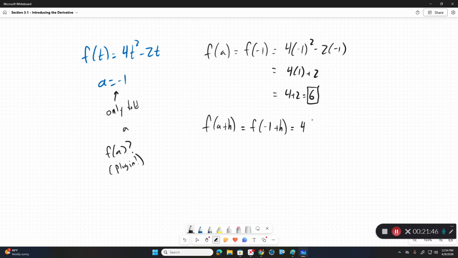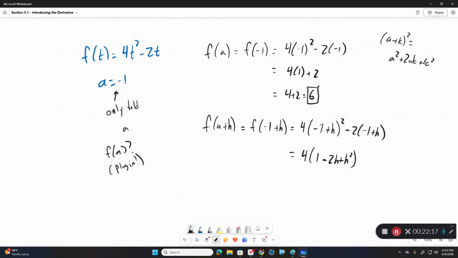So once again, it's going to be 4 times the term negative 1 plus h squared minus 2 times negative 1 plus h. And as a reminder, a plus b squared can be written as a squared plus 2ab plus b squared. Maybe that helps. So I can rewrite this as 4 times negative 1 squared is positive 1, 2 times negative 1 times h is going to be negative 2h, plus h squared. Or if you would rather, FOIL them out, that's also a way to do it. This one, though, we just distribute. This is going to be plus 2 minus 2h.